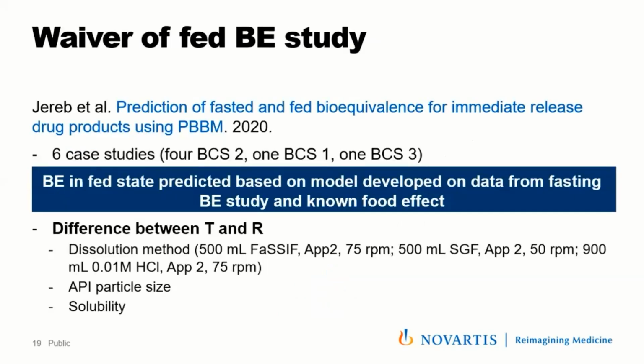We conducted an analysis on 6 case studies to evaluate the approach if the results of bioequivalence study in fed conditions can be predicted based on PBPK model developed on data from bioequivalence study in fasting conditions and known food effect. The difference between test and reference was entered into the model using different dissolution profiles or difference in API particle size for test and reference or different solubility values.